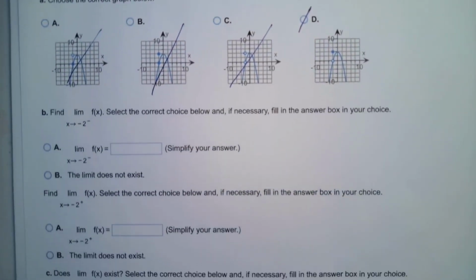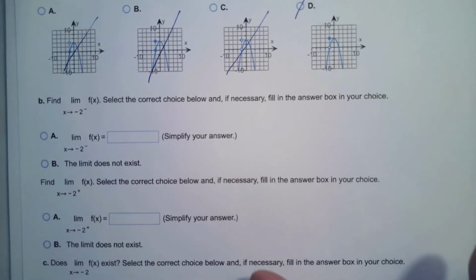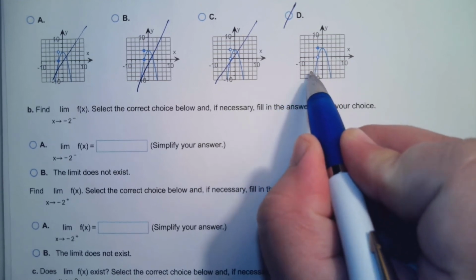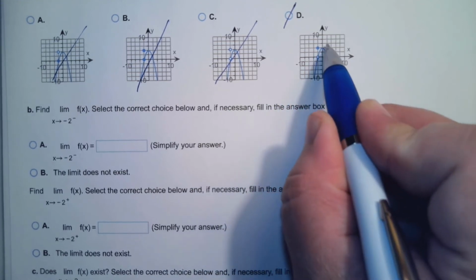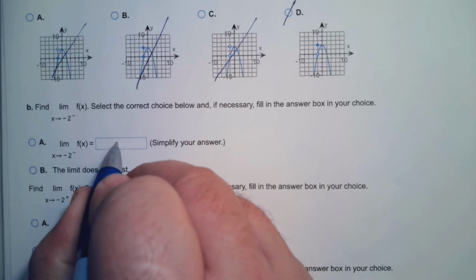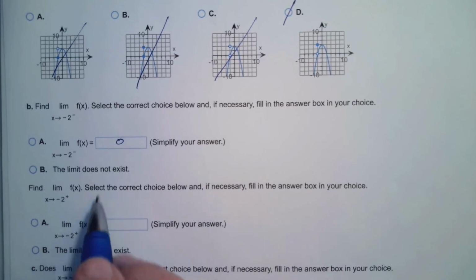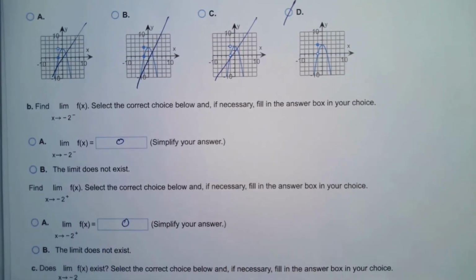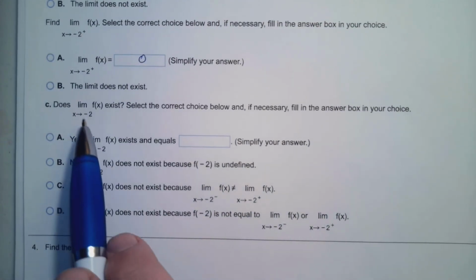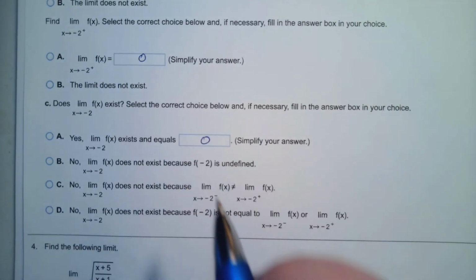Now find the limit as x approaches negative 2 from the left and from the right. From the graph, if we're going to negative 2 from the left, it's going to 0. If we're going from the right, it's going to 0. So the limit exists. The limit from the right is also going to 0. Does the limit as x approaches negative 2 exist? Yeah, we just saw it. Both of these equal the same thing, so it's 0.